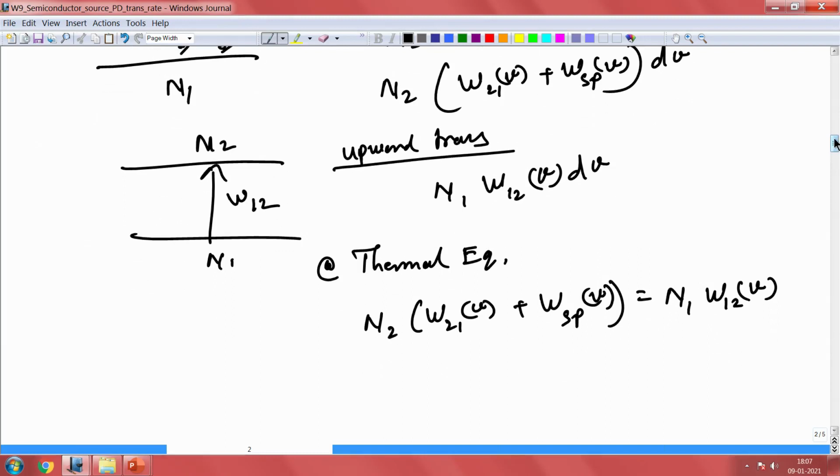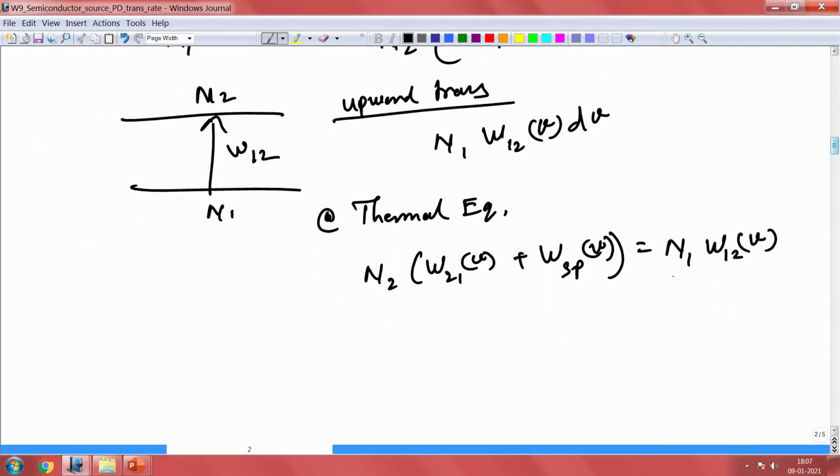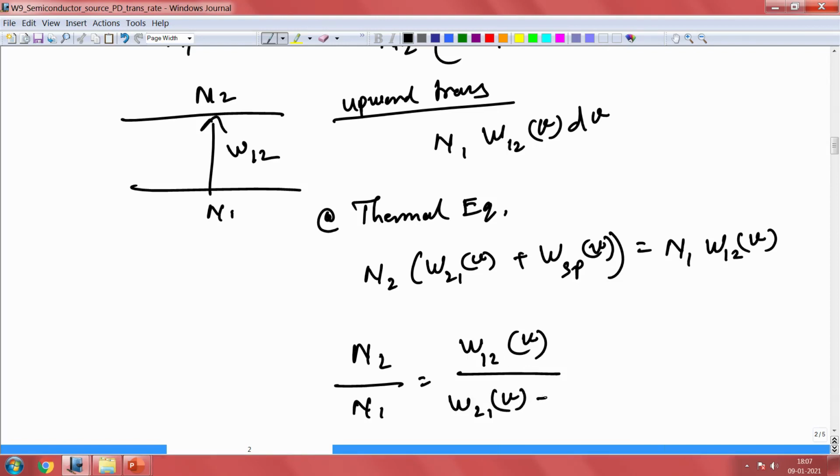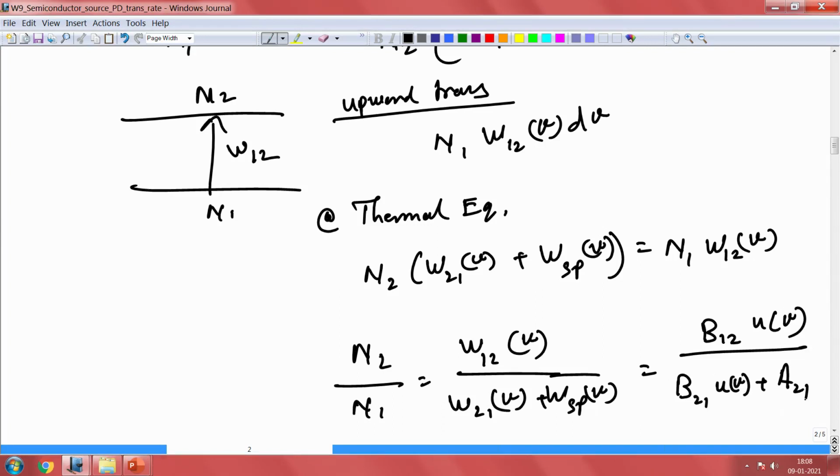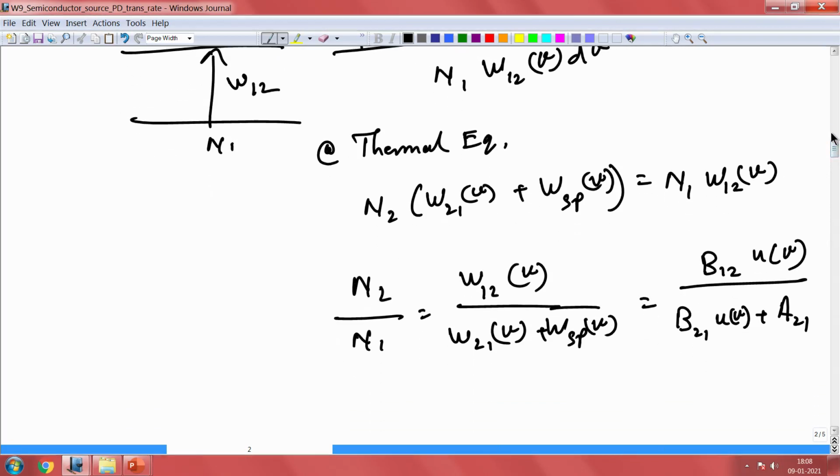So, the steady state population now. What is the steady state population between this N1 and N2? You could easily get this from this ratio. So, that is W21 nu divided by W12 nu plus W spontaneous here. And we also know the coefficients here. We can remove these rates and put the coefficients that we know, divided by B21 u of nu plus A21. So, this is the steady state equilibrium condition.